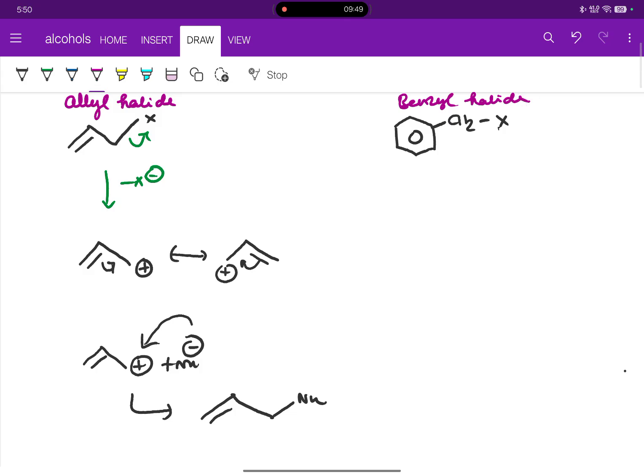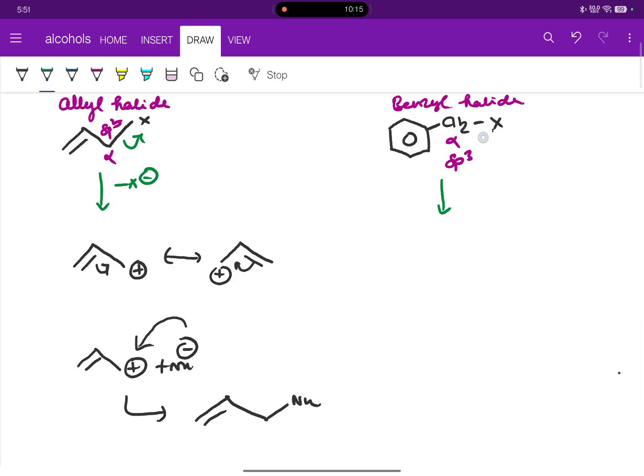And you can very clearly see that in both the cases, the alpha carbon is an sp3 carbon attached to an sp2 carbon. If the sp3 carbon is attached to an open chain sp2 carbon, we call it allyl. If the sp3 carbon is attached to a benzene carbon, which is also an sp2 carbon, then we call it benzyl. So again, what will happen in this case? The X minus will be liberated, so you will have a benzyl carbocation. What do you call this? Benzyl carbocation. So this will again get stabilized by resonance.